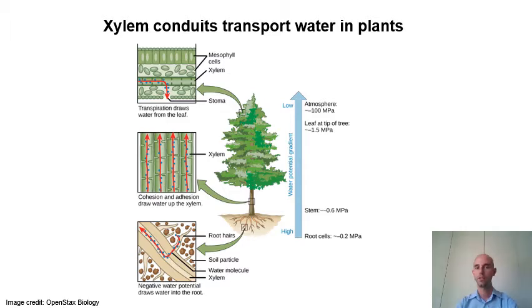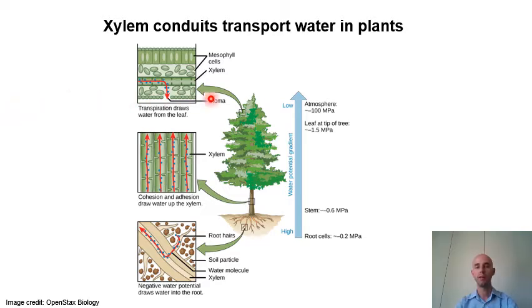Answering that question is very important because xylem conduits transport water in plants, and water transport through plants is a key driver of the carbon and other biochemical cycles and is a crucial link in plant adaptation to climate and vegetation response to climate change.